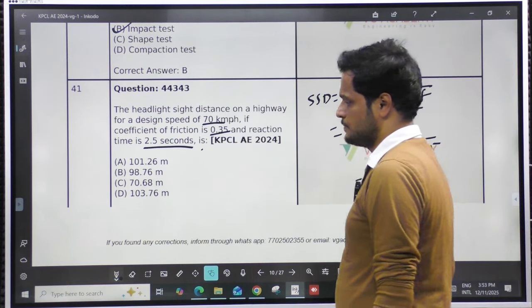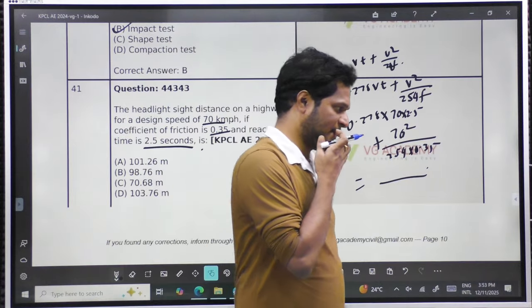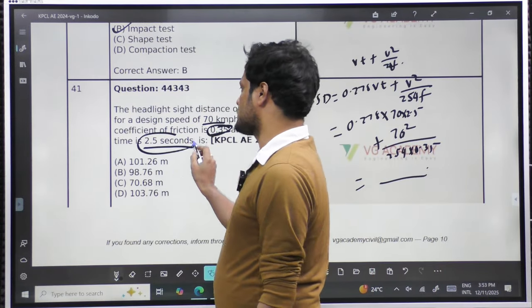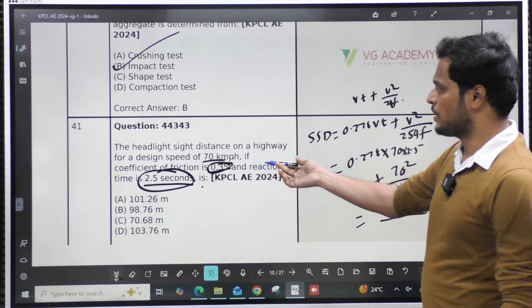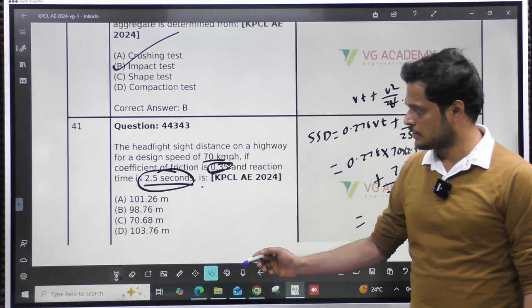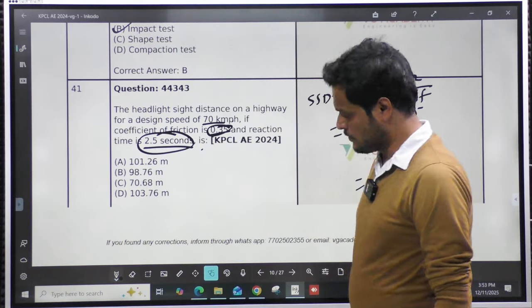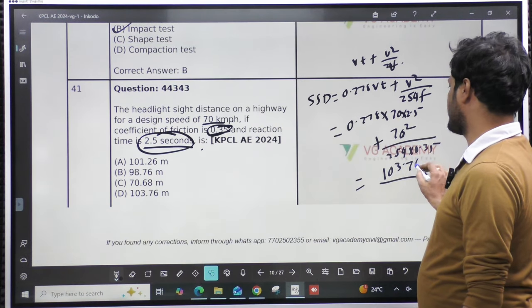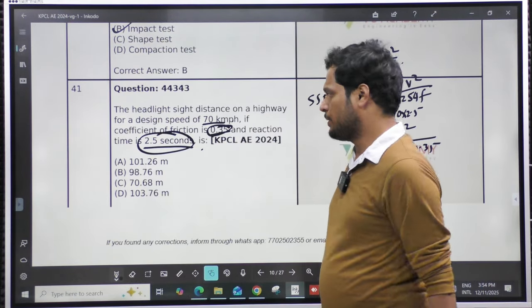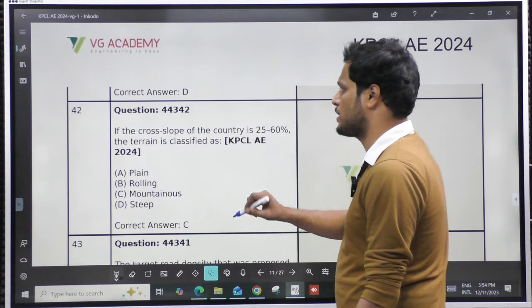Just verify the answer. As 0.35 and 2.5 are standard values, some people remember the answers with respect to speeds also. For 70 kmph we remember like this, but here the values are also very close, 101.26, 103.76. So 103.76. For every standard speed you can remember, because as a calculator is not allowed, this kind of question may take some time to calculate.